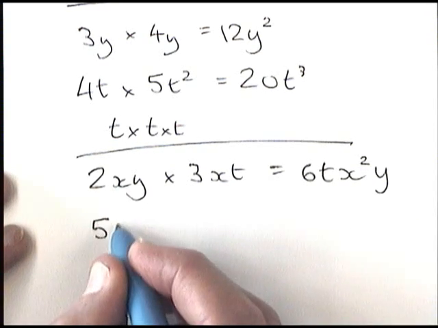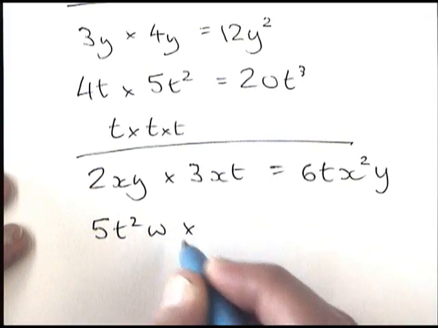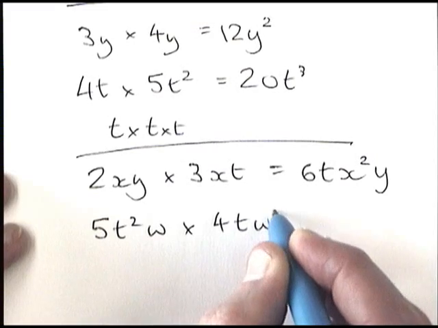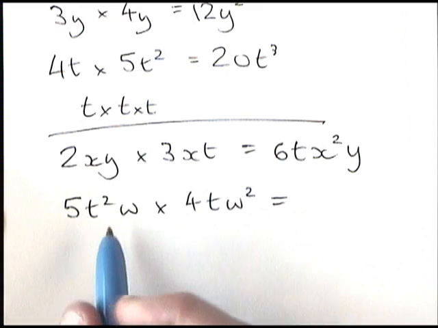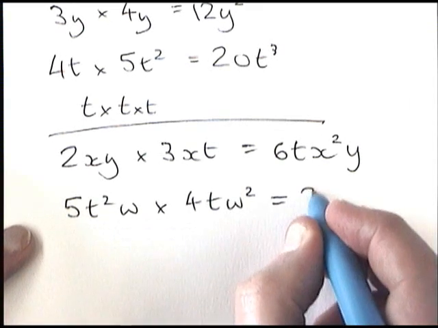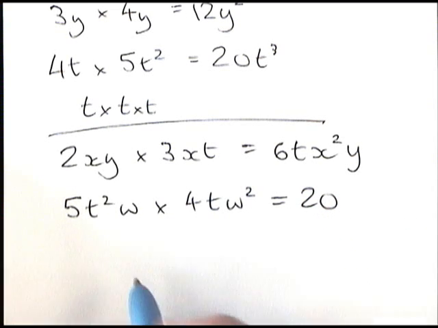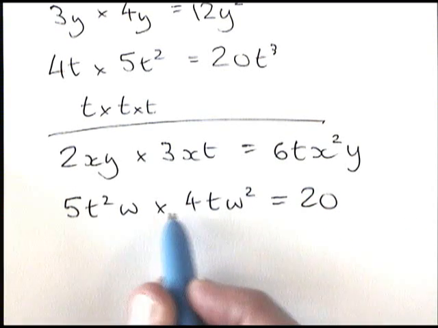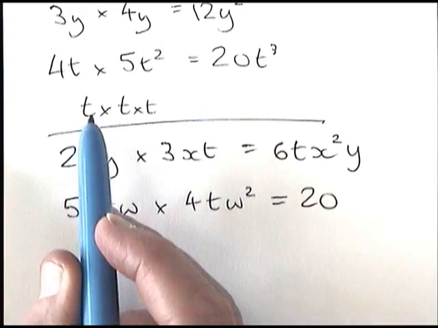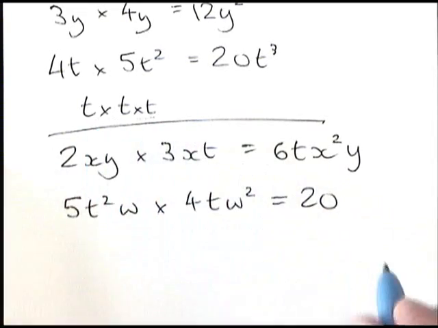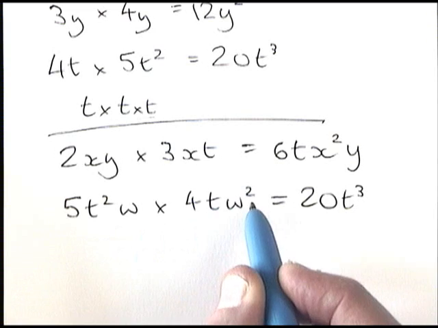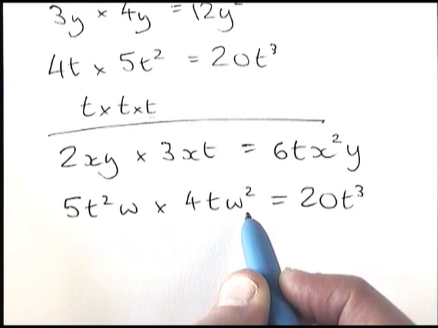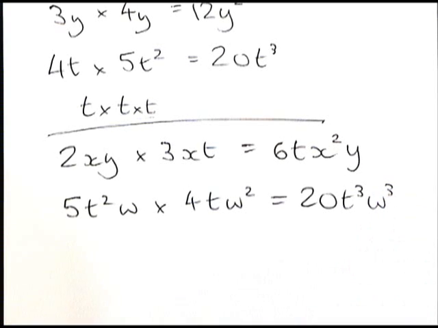Let's look at another one. 5t squared w times 4t w squared. Do it in the same way as we did the last one. First of all, do the numbers. 5 times by 4 is 20. Now the t's. T squared times by t. Well, that's what we had here. T squared and t. So that's going to give me a t cubed. And w times by w squared. That's w times by w times w, which is w cubed. Okay. So that's what we've got there.